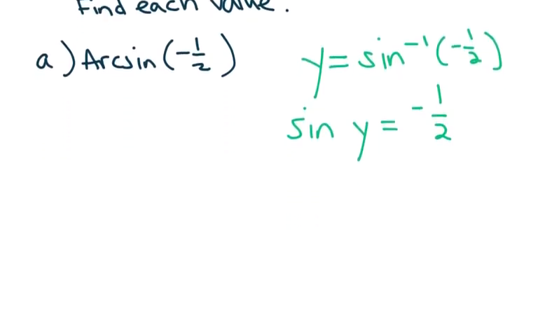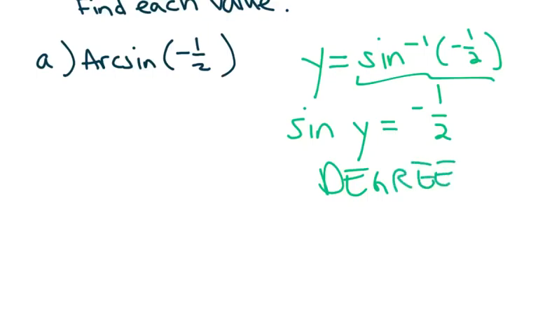Now, although you could plug this into your calculator, and your calculator is going to give you the principal value, if you're in degree mode, your calculator will spit out that the answer is -30 degrees. But we don't want to do it in degrees, we want to do it in radians. What would -30 degrees be in radians? It would be -pi/6. And so that's the answer we're going to use, the one that's in radian mode.